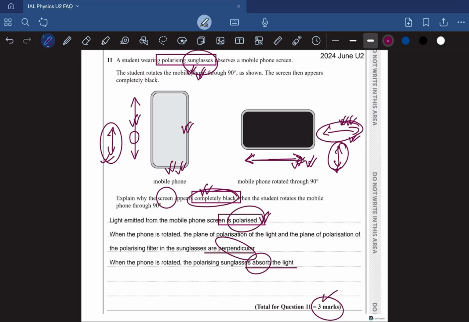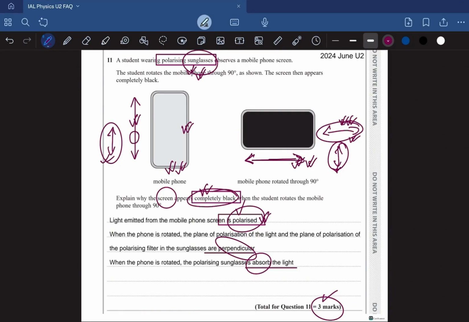So 3 marks for these 3 lines, and these 3 lines should include these 3 keywords. Otherwise, no matter how well you understand, if you cannot include these keywords, you will not get the mark. So make sure, as it is a frequently asked question, you memorize the mark scheme points.